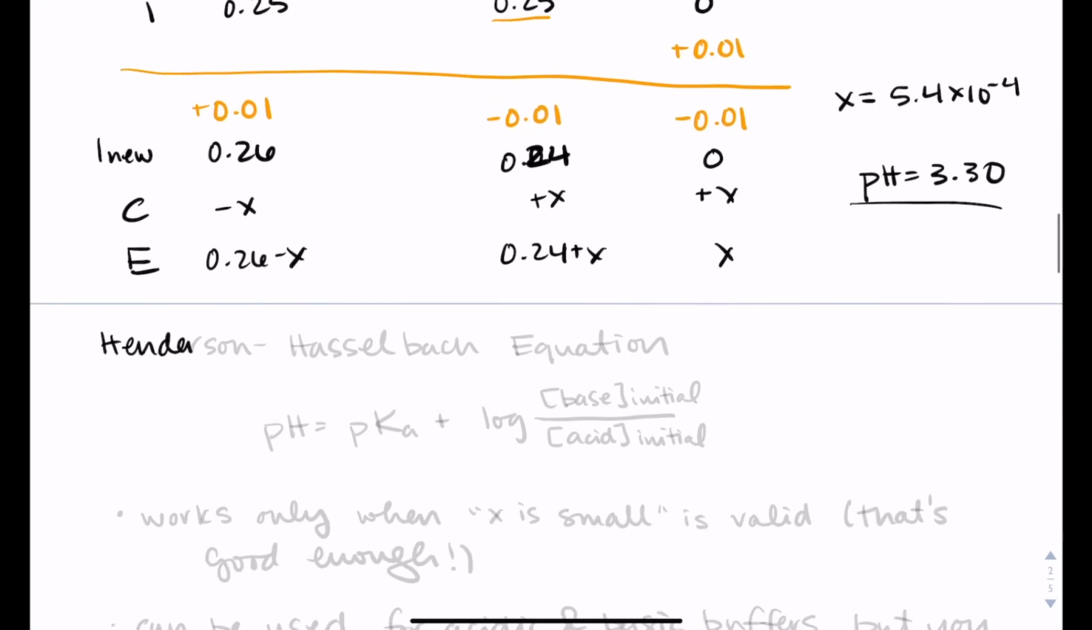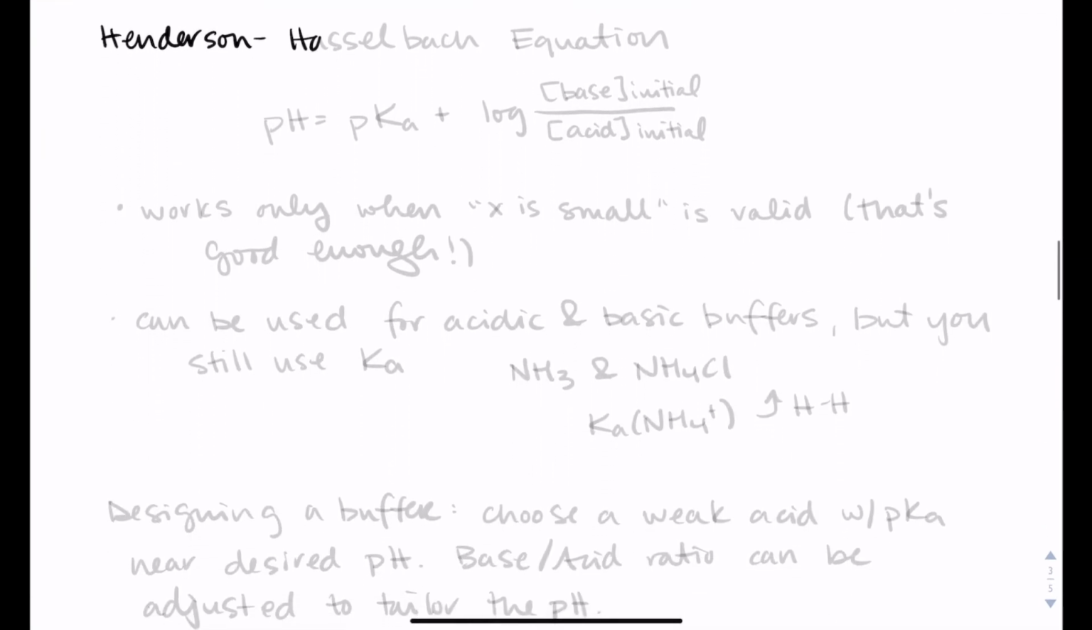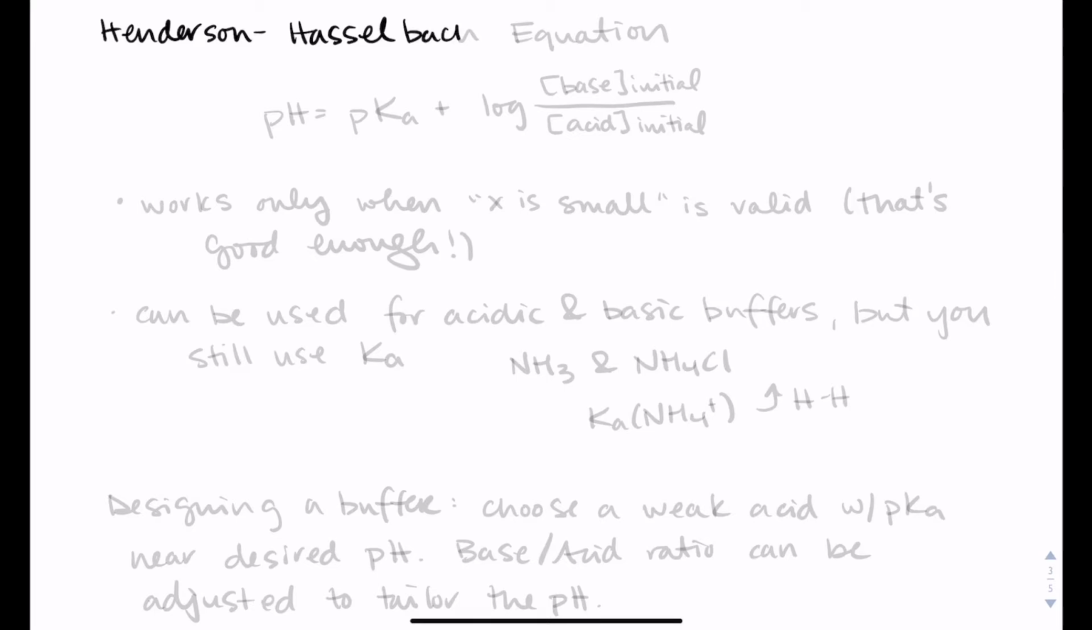The even easier way to do it is with something called the Henderson-Hasselbalch equation. So Henderson-Hasselbalch works only for buffers. It is pH equals pKa plus the log of the initial base concentration divided by the initial acid concentration.